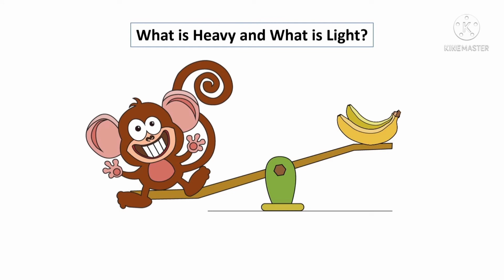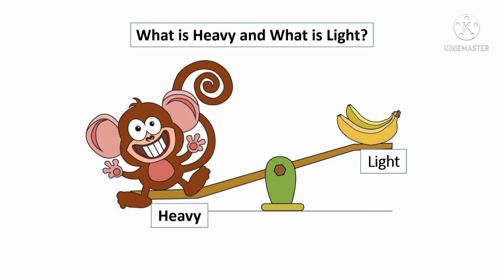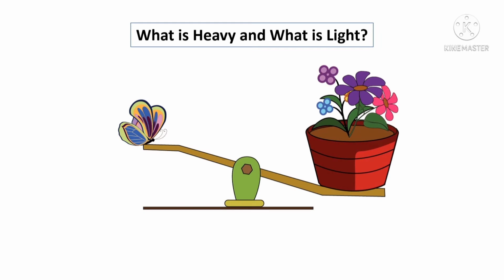Here in another example, we have a monkey on one side of the scale and some bananas on other side of the scale. What is heavy and what is light in this example? The monkey is heavy and the bananas are light. Here's another one. What is heavy and what is light?